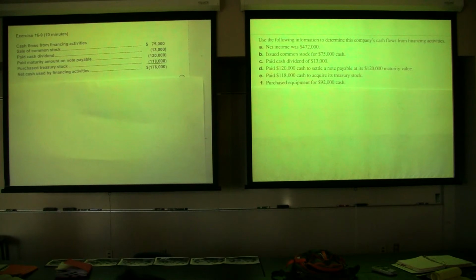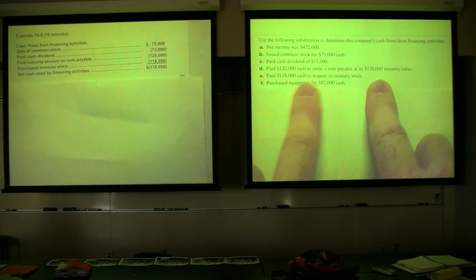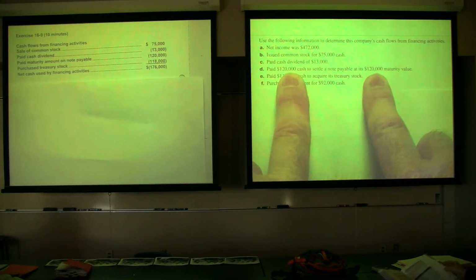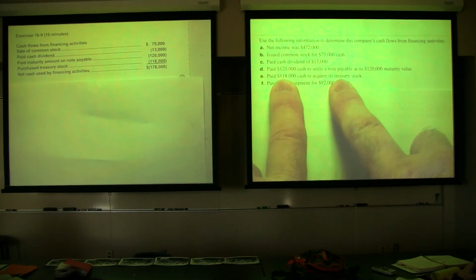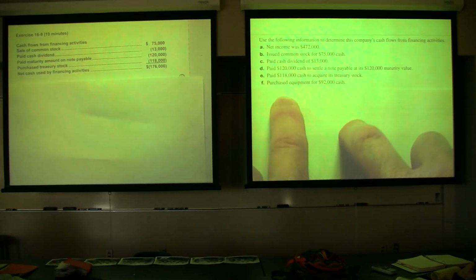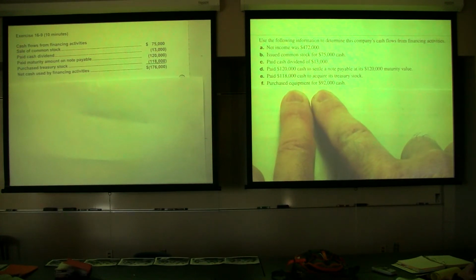All right, so listen, sale of common stock, sure. Paid the dividend. Now, if you receive a dividend, that goes under operations because it would have gone on the income statement. Paid maturity amount on the note payable. They're saying they did not pay interest. Any interest would have gone as operations, but this is only the principal. That would have gone as financing activity. Treasury stock, that's a financing activity. Purchased equipment, that's an investing activity.